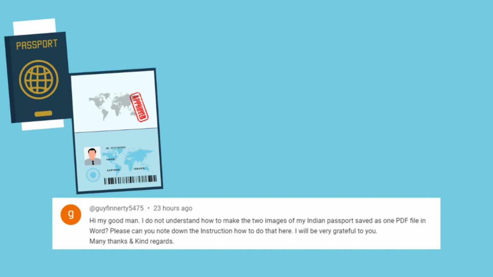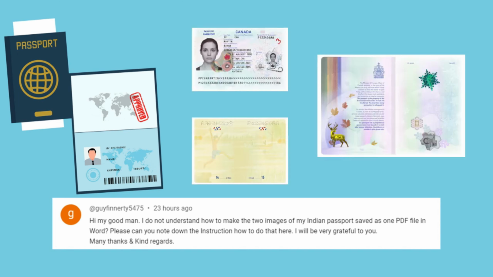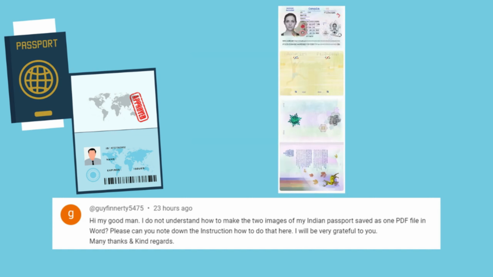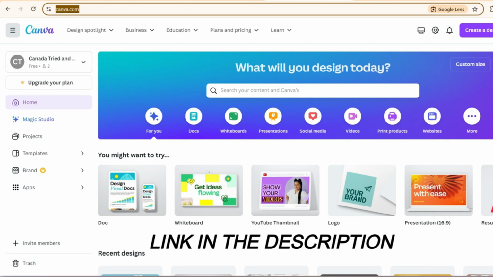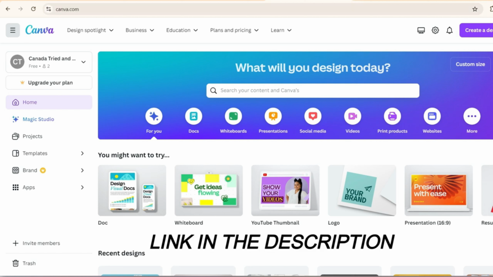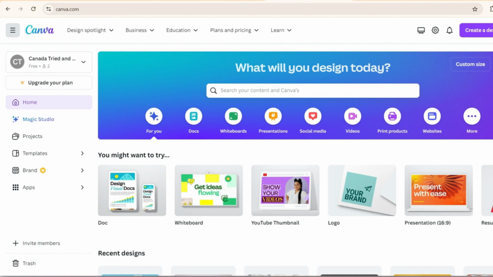You have scanned your passport into multiple pages. When you have scanned, these passport pages are in multiple pages and you want to merge this into a single document. Come to this website, canva.com. The link I have shared in the description, so you will be having a direct access. Once you click on this, you can log in through your Google credential.